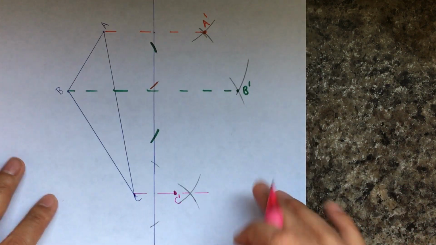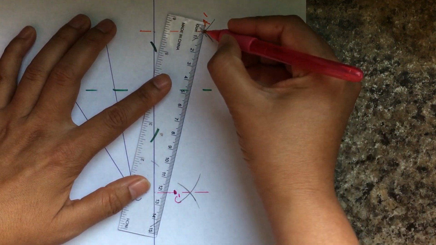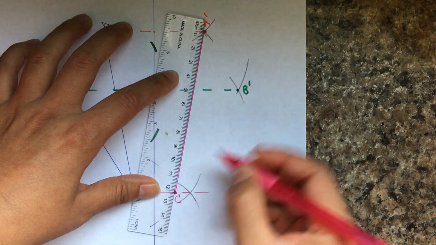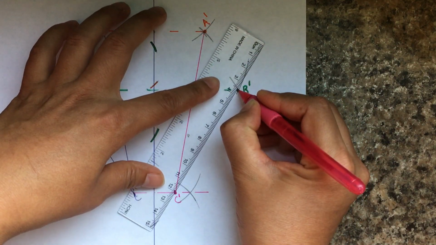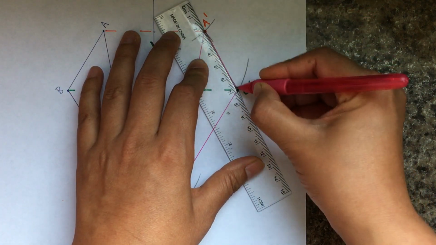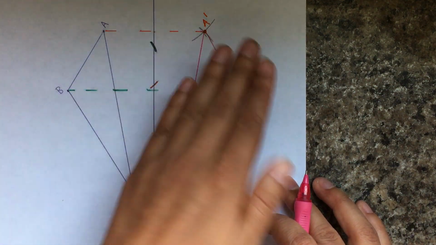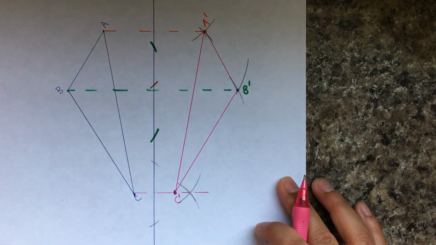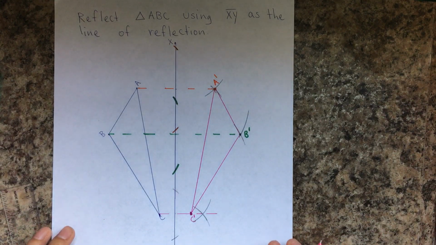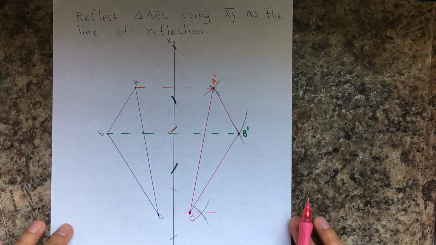And now I'm ready to create the reflection of triangle ABC. So I just connect A, B, and C. As you can see, they look exactly the same but flipped. And that's the reflection of triangle ABC using XY as my line of reflection.